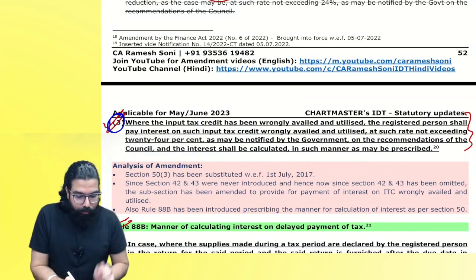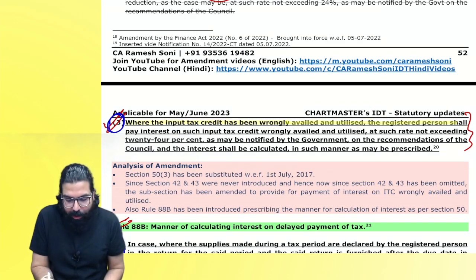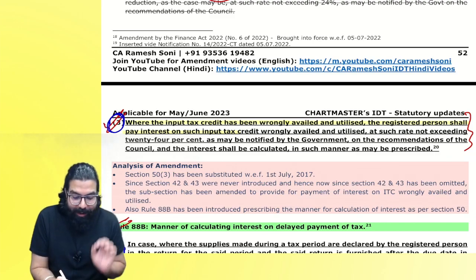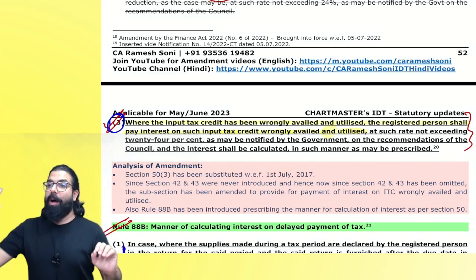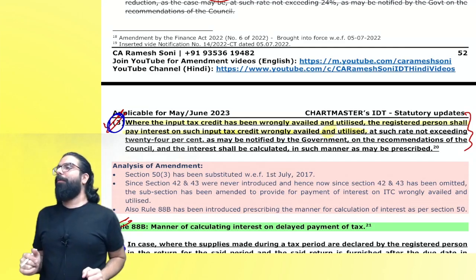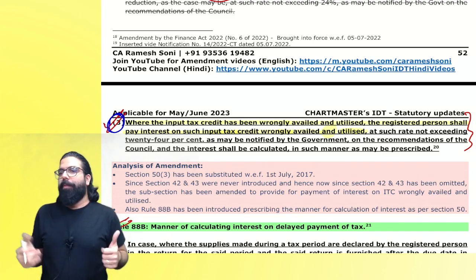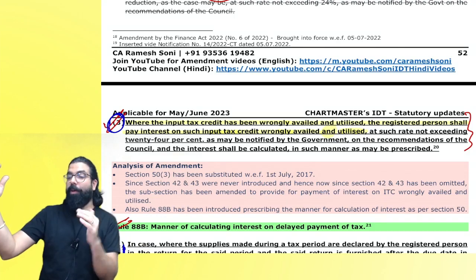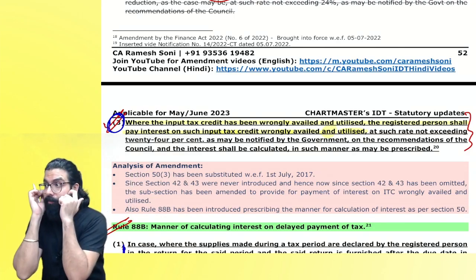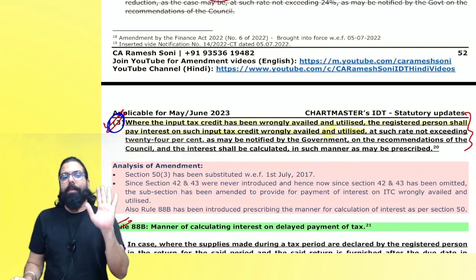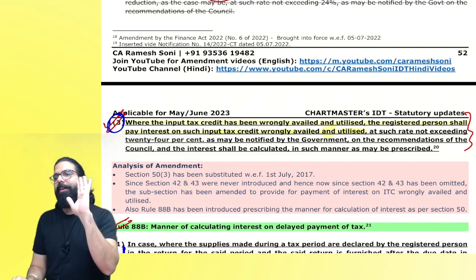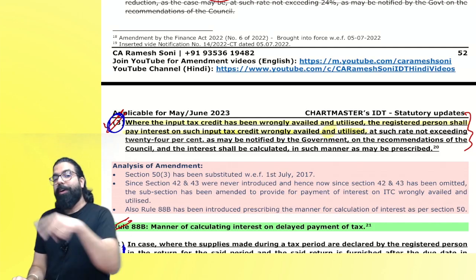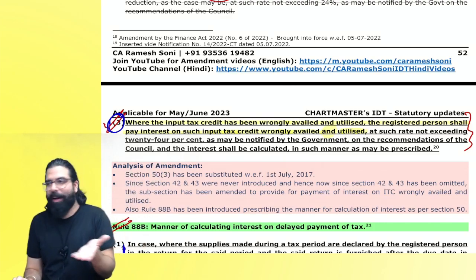It says, where the ITC has been wrongly availed and utilized, the registered person shall pay interest on such ITC wrongly availed and utilized. Sir, if I availed only, did not use it ever, no ITC, no interest. Are we clear? But I availed the ITC also and used it also, then interest on what? Whatever amount I utilized, on that I will be liable to pay interest from the date of use till the date I pay it back. Yes or no? This you guys already know.